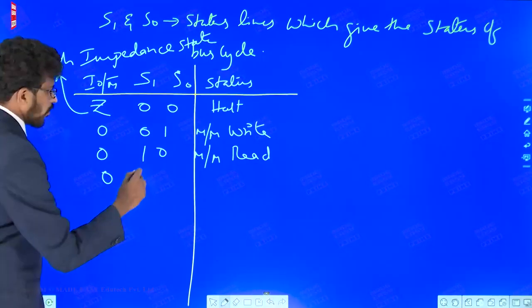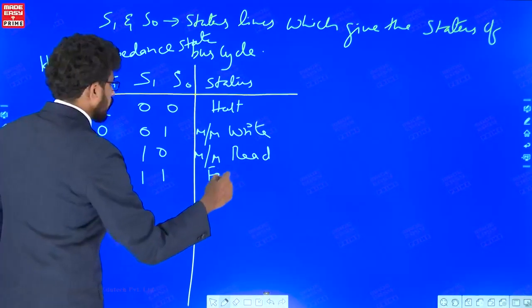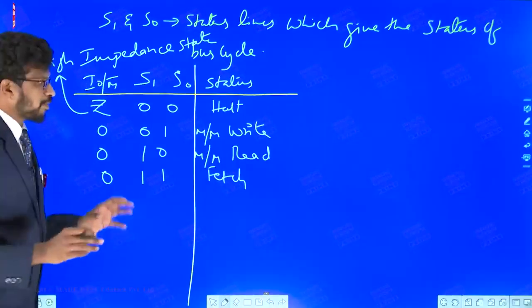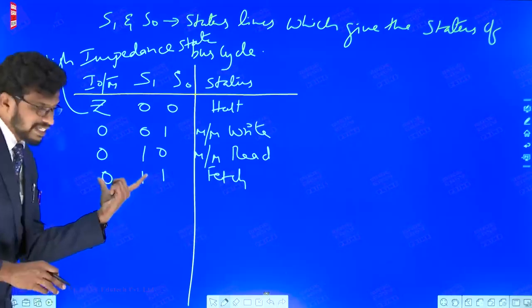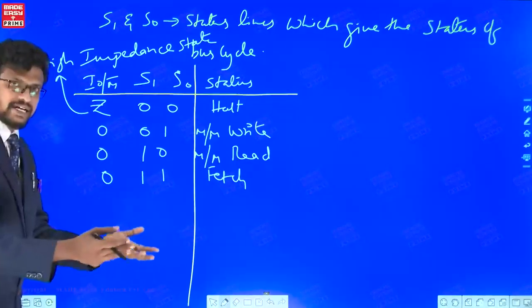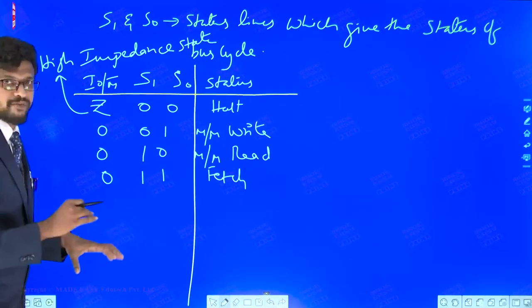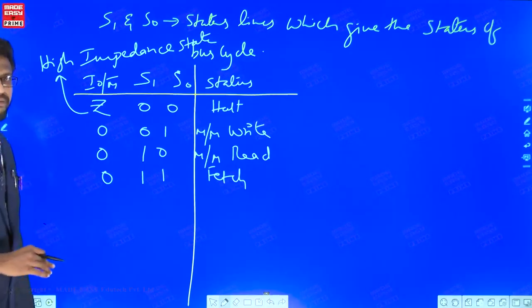Similarly, 0, 1, 1 is meant for opcode fetch. So whenever the processor is performing some opcode fetch operation, by looking at these three lines, the other devices can understand what is the current status of the microprocessor. That is why status lines are present.